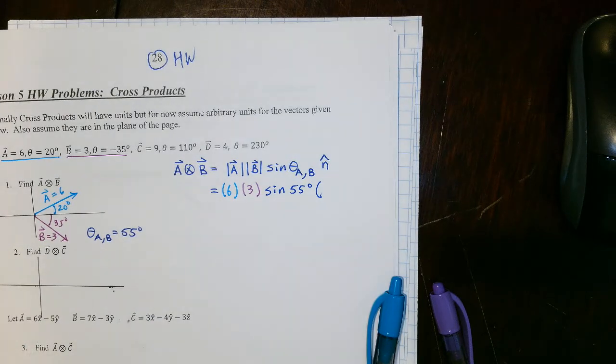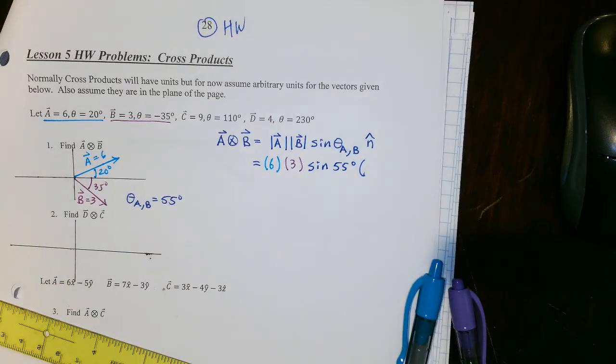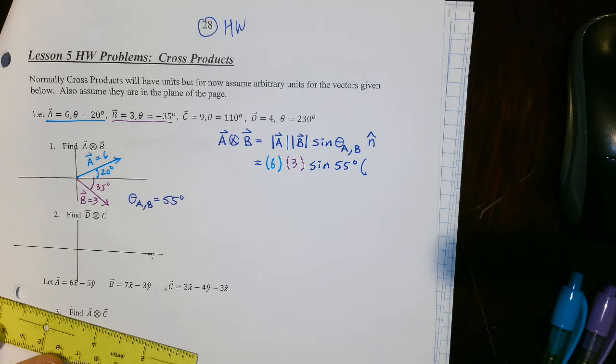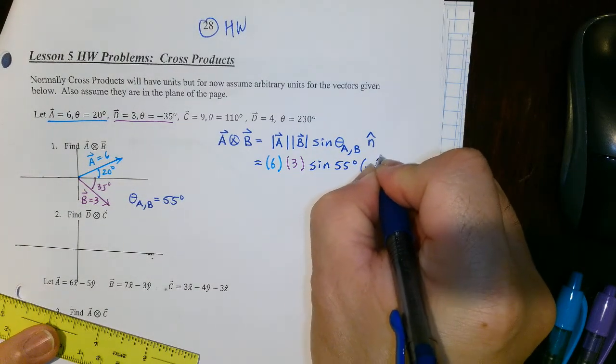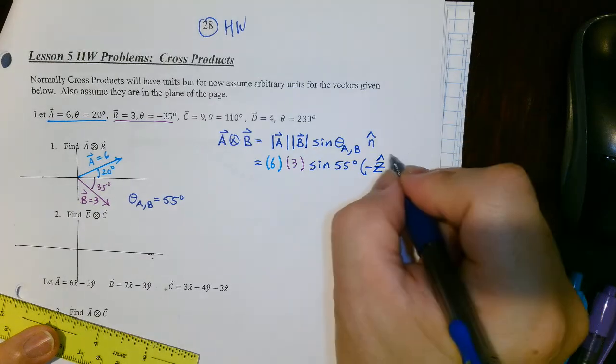Which direction is my normal vector? Got to use the right-hand rule, right? Come on, somebody give me an answer. Thank you. Into the page, or negative z hat. Correct. That is correct. Right?